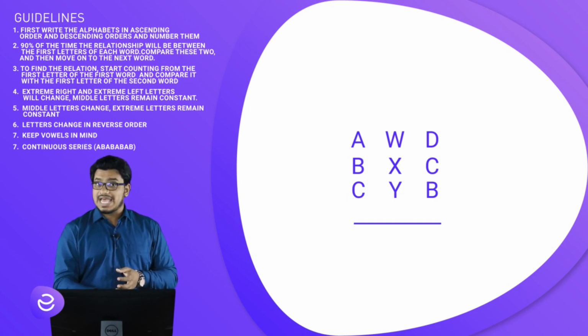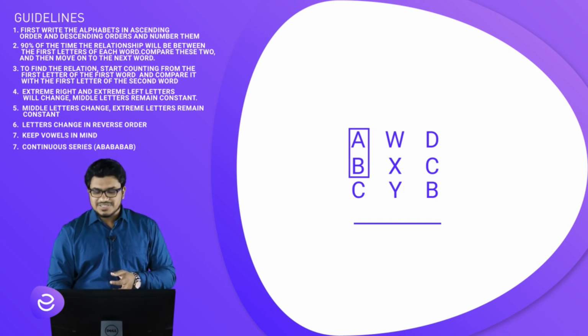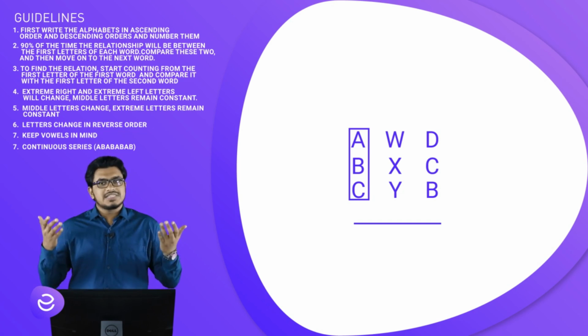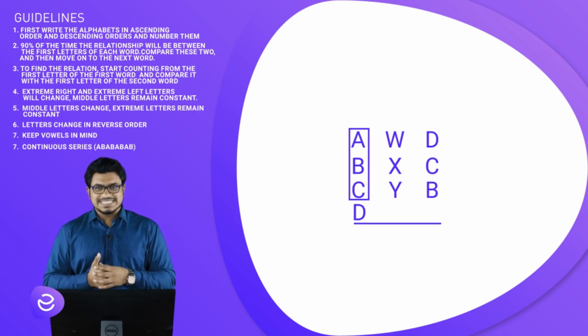You get the first letter as A, then you get the first letter as B, then you get the first letter as C. So, obviously, the first letter of the fourth one will be D. That is how you find a letter series.